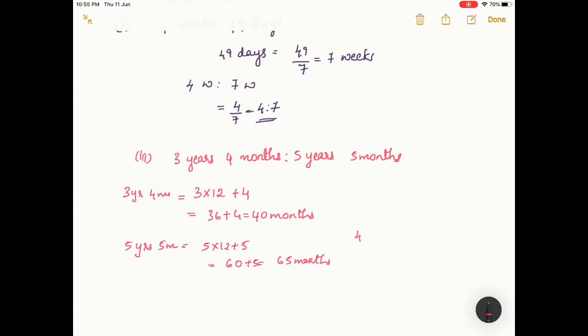So what do you get? 40 by 65. 5 goes how many times? 5 8s are 40, 5 13s are 65. So you get it as 8 is to 13. Hope it's clear to you all.